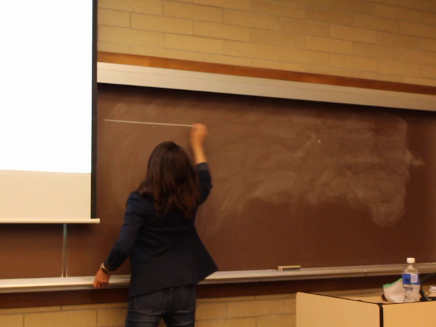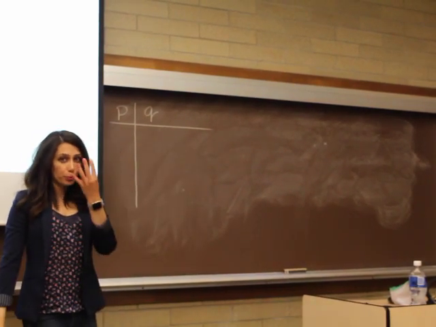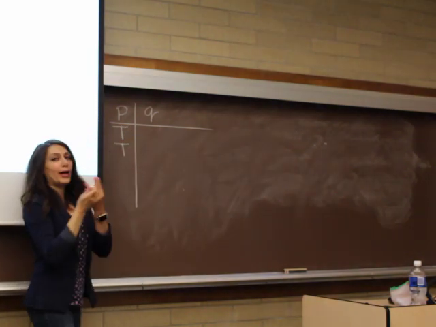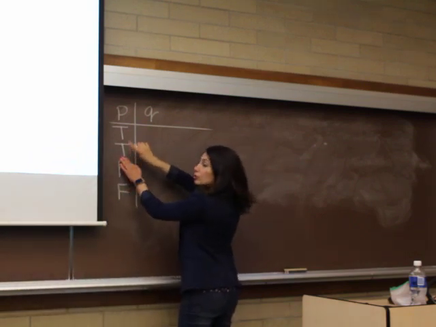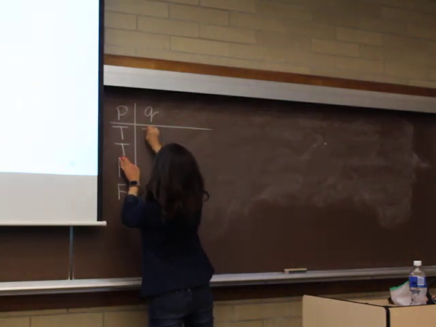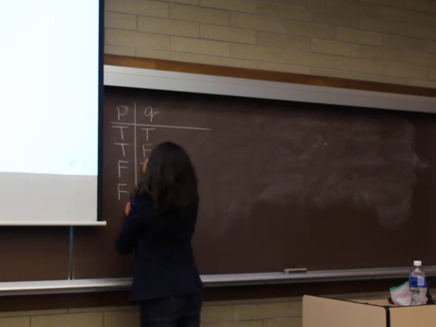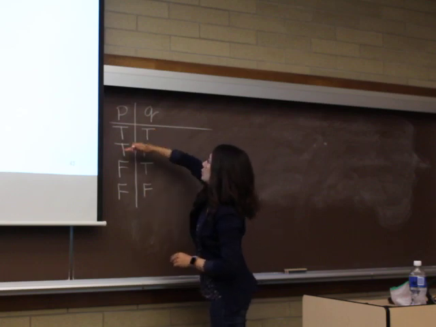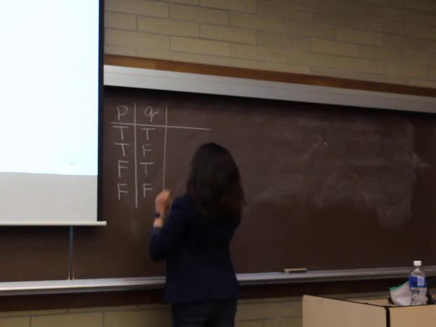So I have P and Q, 2 statements, so I have 4 possibilities. For half of them, P is true. For half of them, P is false. When P is true, just focus on that, you have 2 options for Q, either true or false. When P is false, you have 2 options for Q, either true or false. So we have true, true; true, false; false, true; false, false. 4 possibilities. Okay. I want to show P and Q.